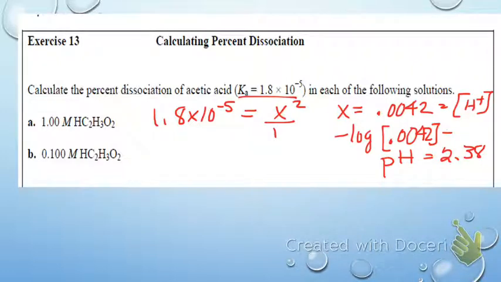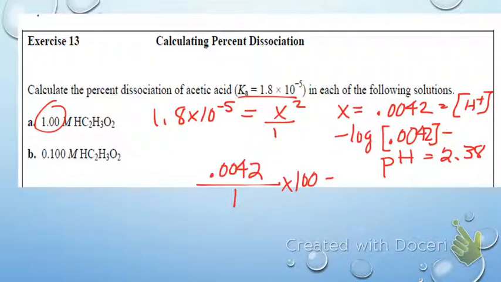And then to get the percent dissociation, how do we find the percentage of anything? Part over whole times 100. So our part is our hydrogen concentration of 0.0042. What is our whole? The original concentration, 1, and then times 100. So we would have 0.42% dissociation, which is not very much, right? That's hardly any dissociation, so it's very weak dissociation.